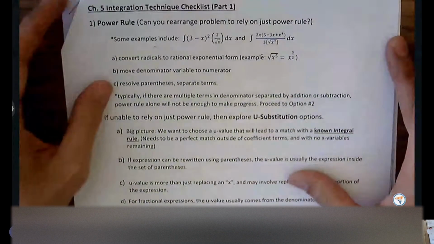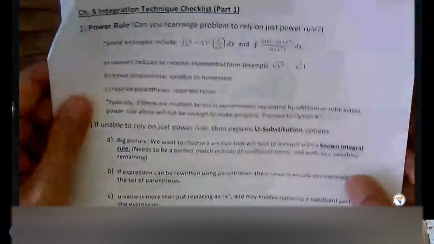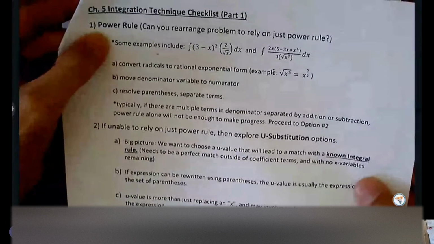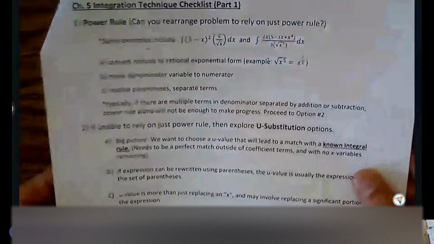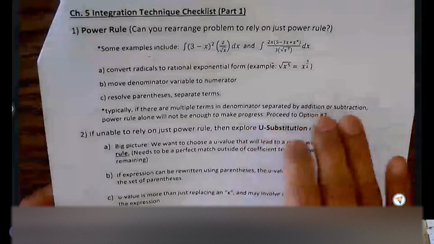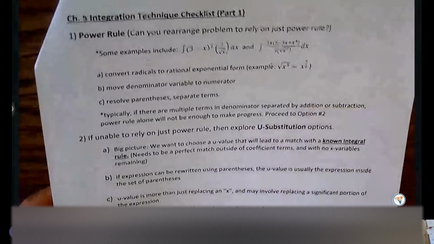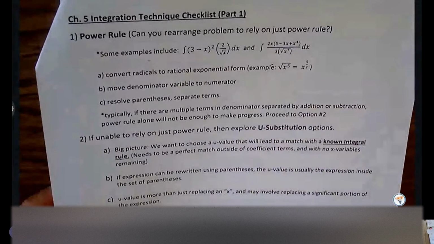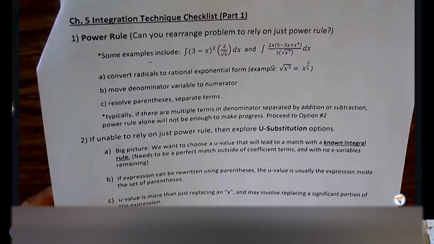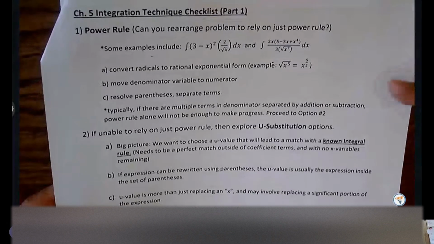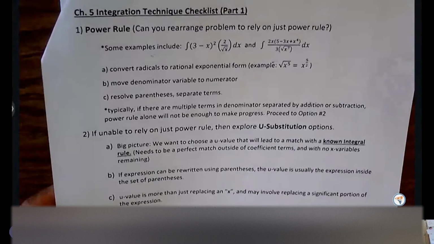So for every problem we should try to see if power rule is an option, right? And the quick way to tell is to look in the denominator. If your denominator has terms separated by plus or minus, you know that rearranging and power rule is probably not going to be an option.